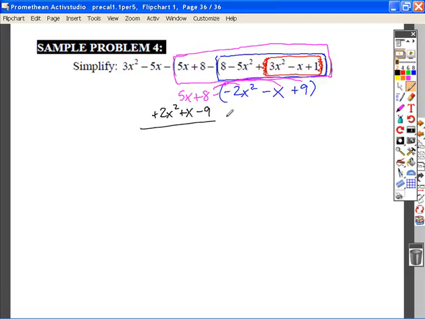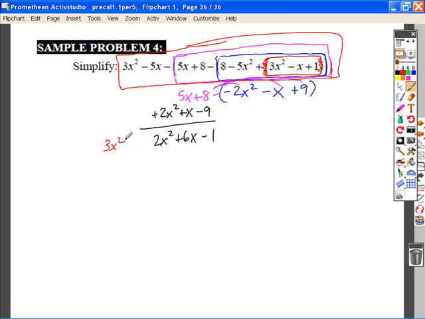And so now if I combine down these vertical columns, I have a 2x squared, I have a plus 6x, and I have a minus 1. And so now I can go to this very last step. This very last step involves all the terms. So I'm just going to drop down my 3x squared, and I'm going to drop down my minus 5x. Okay, this whole thing has a minus in front of it. And so now when I distribute my negative, I'm going to do the same thing I just did. I'm going to stack these. So negative 2x squared underneath the other second degree term. My negative 6x below the other first degree term. And my negative 1 becomes a plus 1.